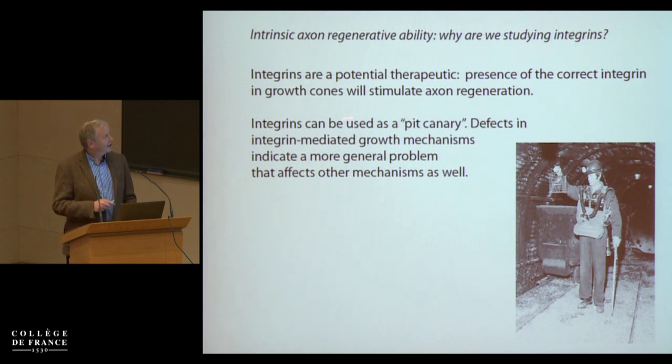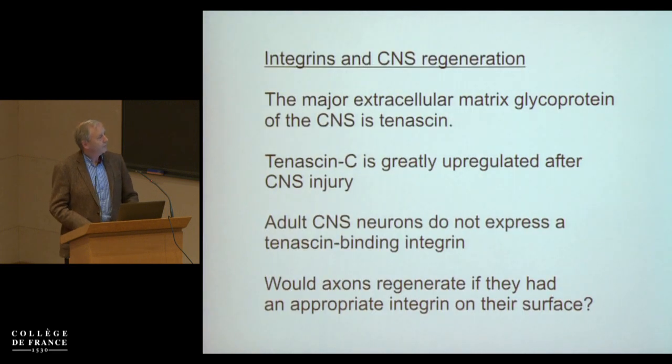But we also thought we might use integrins as what we call a pit canary, an indicator of where things have gone wrong. Here's a molecule that's very much involved in the growth process. If we can understand what's happened to integrins where axons are failing to grow, then maybe the canary would fall off its perch, where bad things are happening inside the axon, and this would tell us where we should be looking in terms of restoring regenerative ability. And I'll show you examples where we've used integrins also for this purpose. But I want to start off thinking about integrins as a potential therapeutic. And here, the logic is actually rather simple.